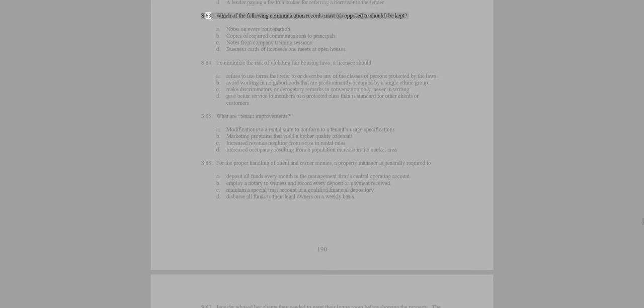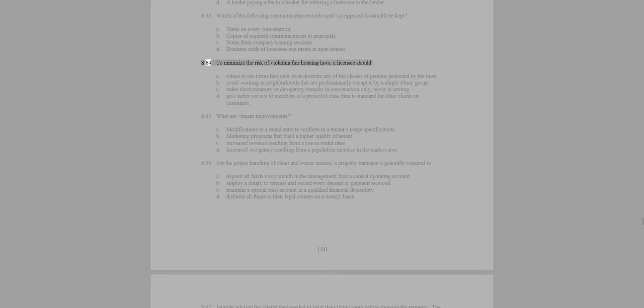S63. Which of the following communication records must, as opposed to should, be kept? A. Notes on every conversation. B. Copies of required communications to principals. C. Notes from company training sessions. D. Business cards of licensees one meets at open houses.